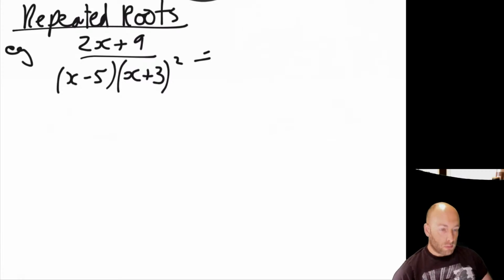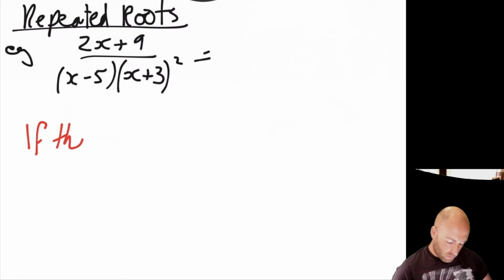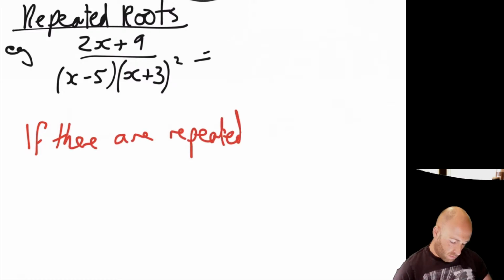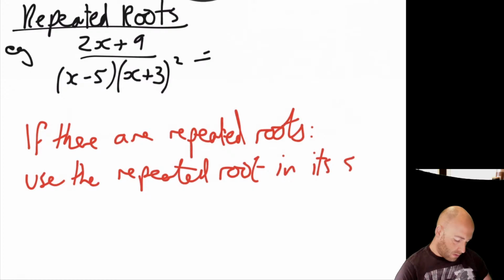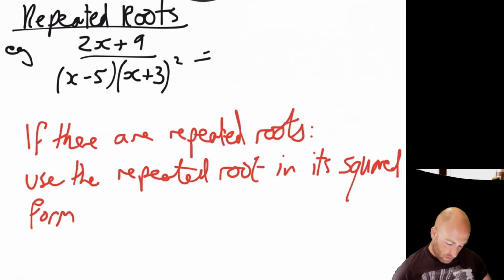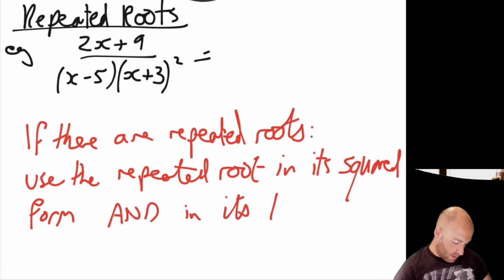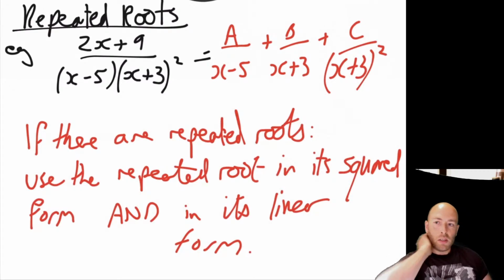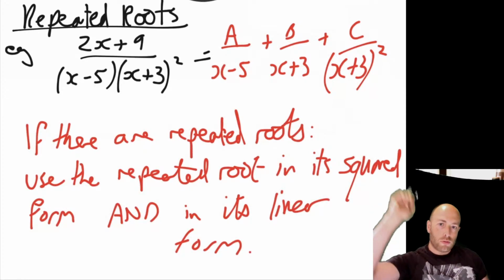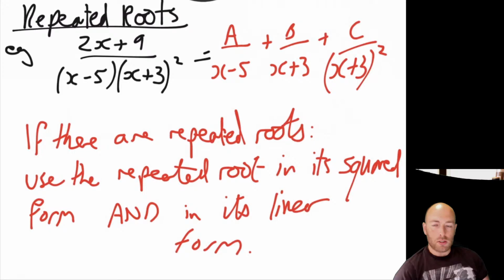Right, I will give it away because we are running out of time today. I would like to get through this one. If there are repeated roots, and this is really important, we use the repeated root in its squared form and in its linear form. So in other words, we do a over x take 5 plus b over x plus 3 plus c over x plus 3 squared. That's how you have to do them. It's weird, I know, but that's the only way that these work. So you need to use the root squared and the root on its own. And that's how you do these repeated root questions.